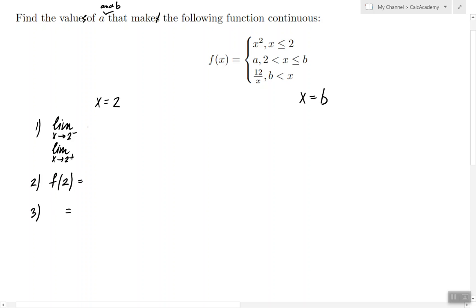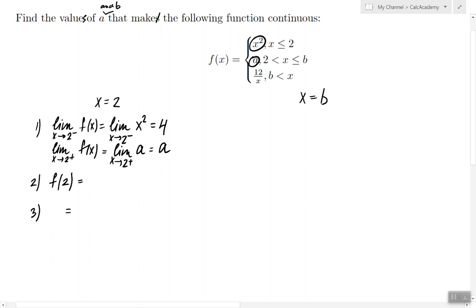So what is the limit of this function as x approaches 2 from the left? Well, as x approaches 2 from the left, this is the piece that defines this function. So the limit is simply 4. What is the limit of the function as x approaches 2 from the right? As x approaches 2 from the right, this is the piece that defines the function. So the limit of this function is simply a.